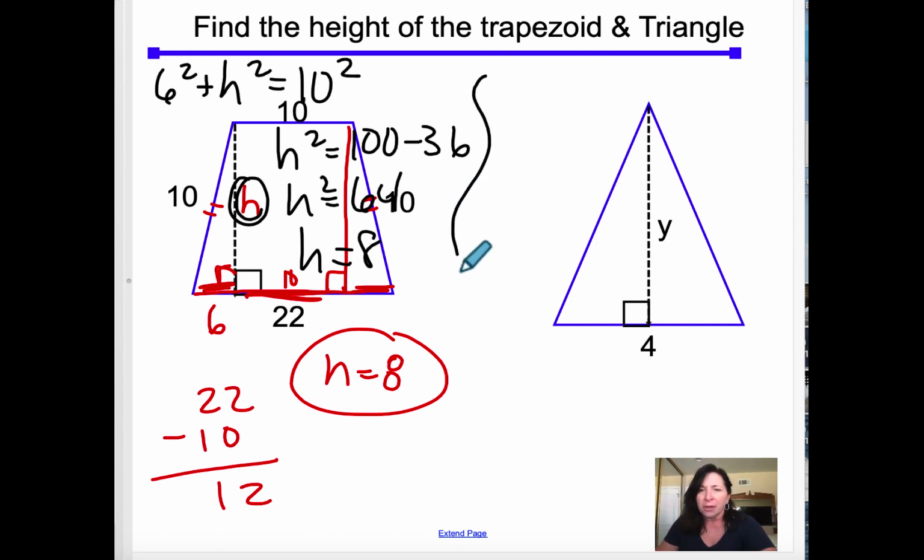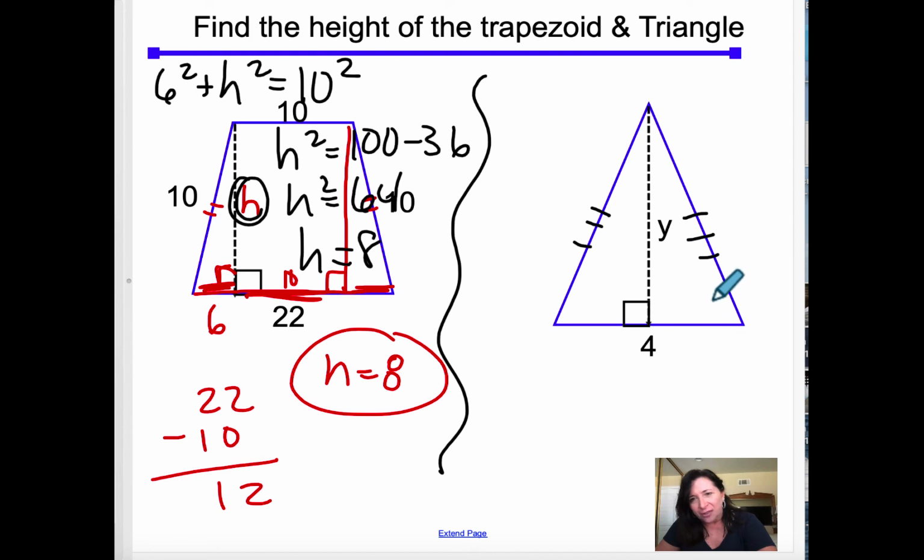For this problem on the right, I don't have enough information. What's my height? I don't know anything about this triangle. Let me put some information in, and let's just go ahead and say this is isosceles. Otherwise, I don't have enough information. Let's see. What else would I need to know?